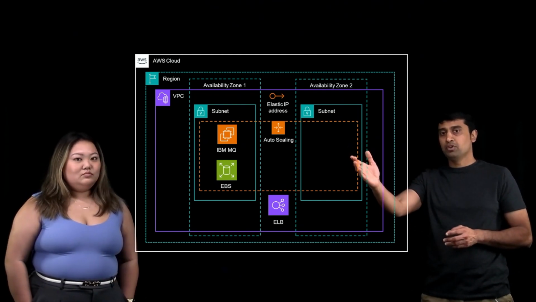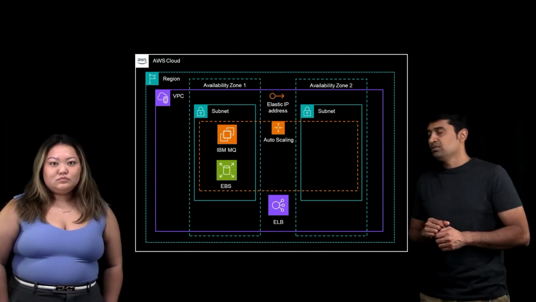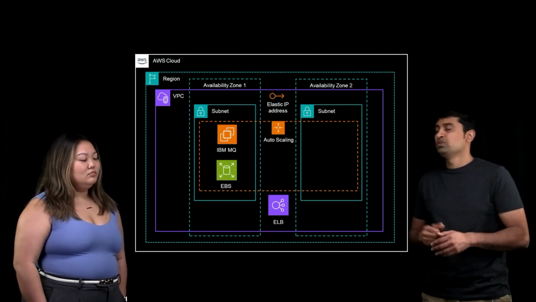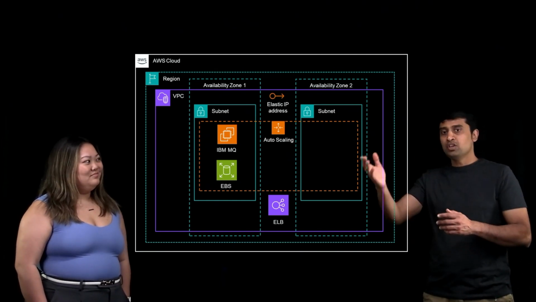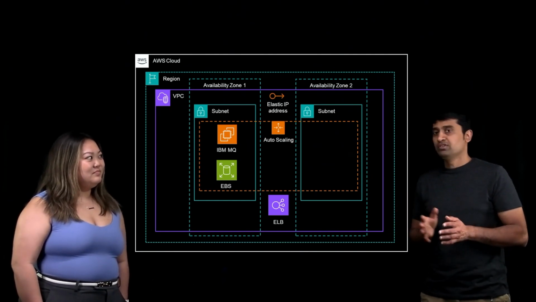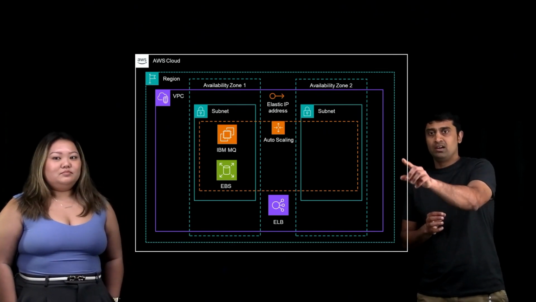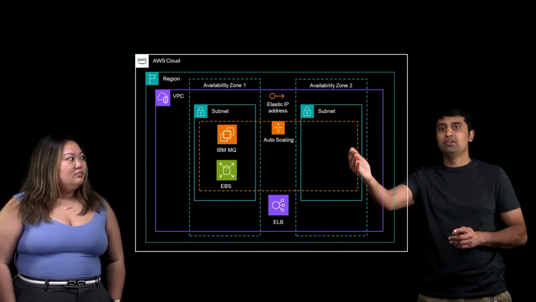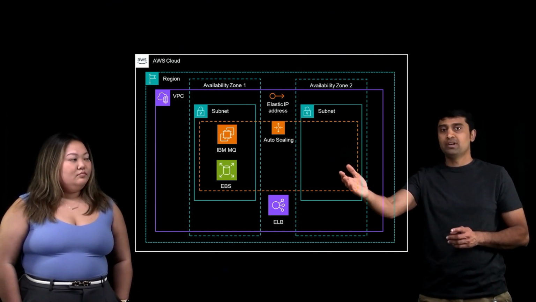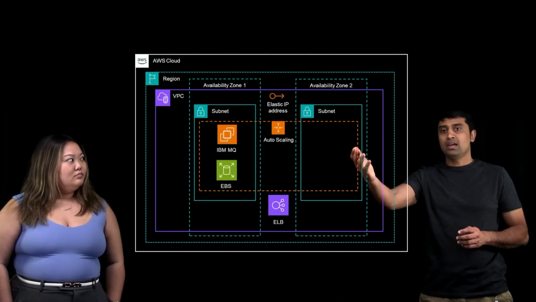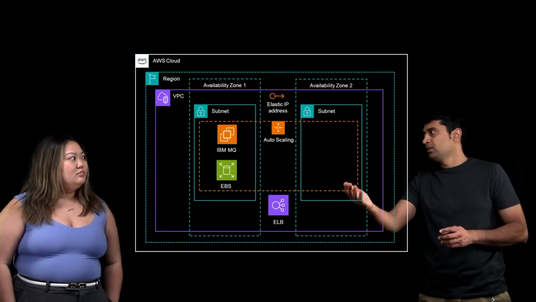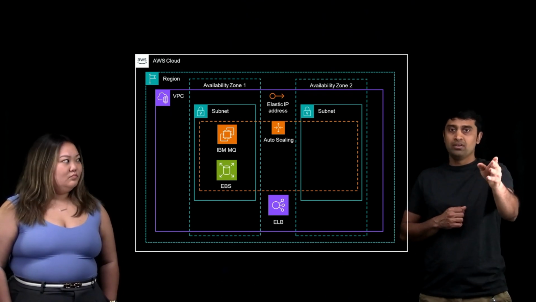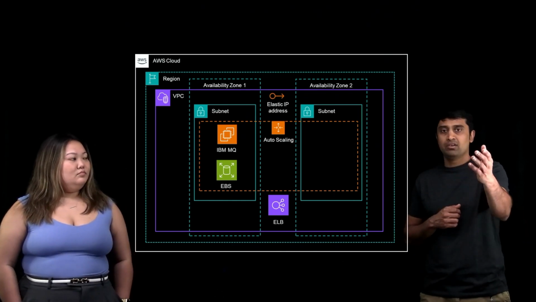You have IBM MQ running on an EC2 instance in one availability zone, and for storage, you use EBS, which is Elastic Block Store. What the auto-scaling does for you is, let's say availability zone 1, where IBM MQ is running, has an issue, or the IBM MQ itself had a problem and went down. The auto-scaling group can detect that and spin up another IBM MQ instance in another availability zone.